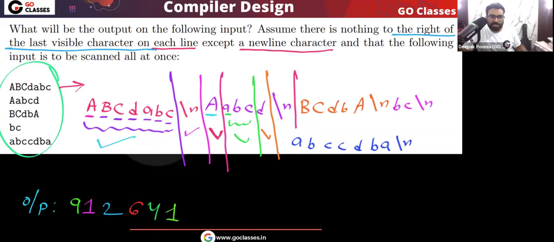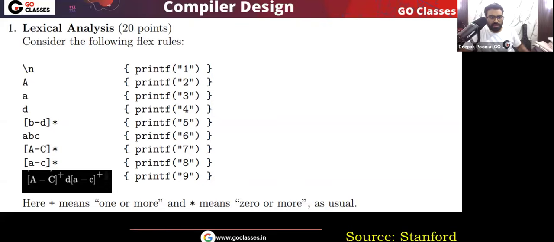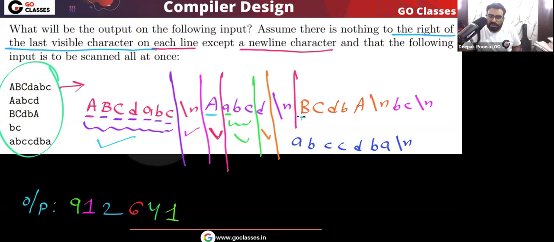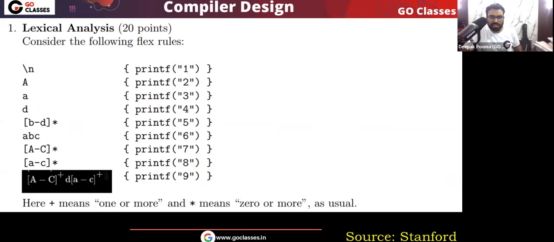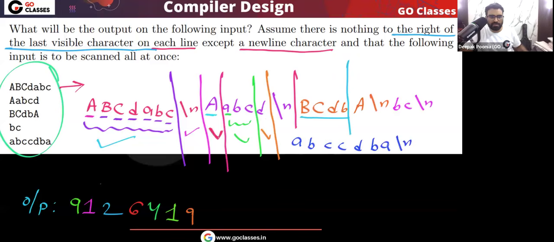Then capital BC, then small d. Here actually it is matching. See this last capital BC, then small d. Yes, this is matching because here you can see capital A to capital C, so it means ABC. And then there is a small d. Then there is small ABC. Yes, so far it is actually matching. So for this, we will generate the token 9.